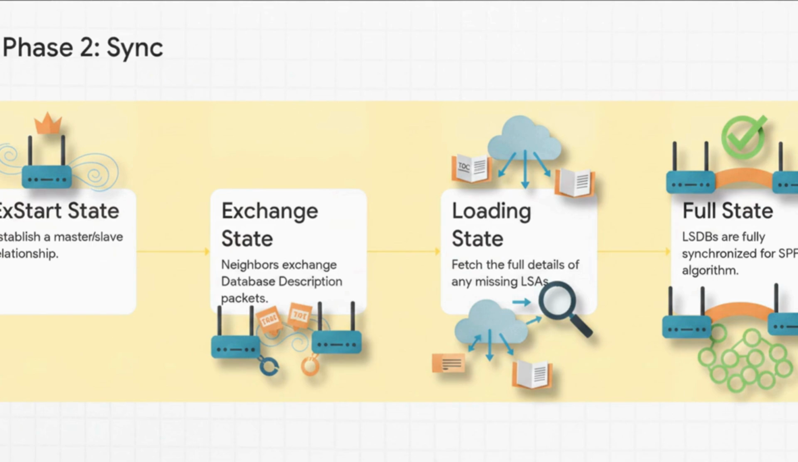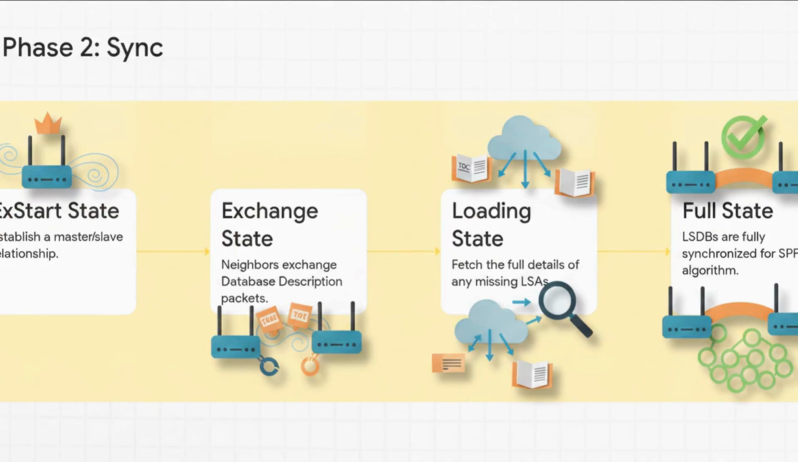But hey, once they get past those awkward introductions, they move right into Phase 2, which is synchronization. In the ExStart state, they establish a clear master-slave dynamic. The device with the higher router ID takes charge. It becomes the master to sequence the whole data exchange. Then comes the exchange state. This is where they swap database description packets. You can think of these as basically tables of contents for their databases.